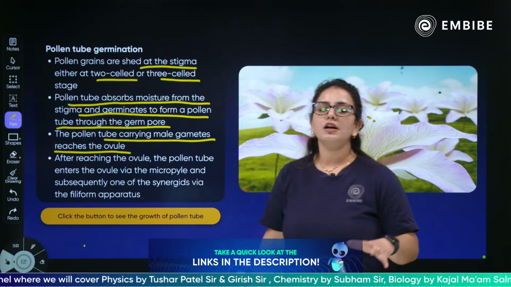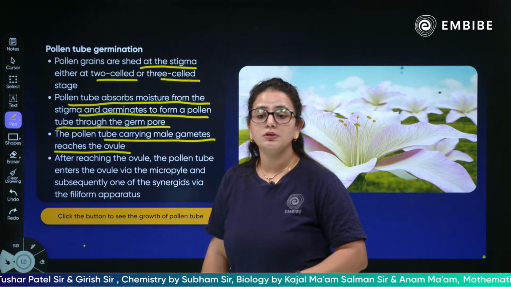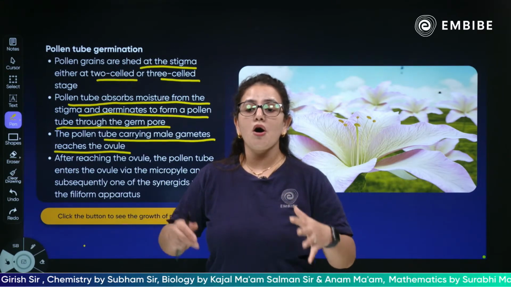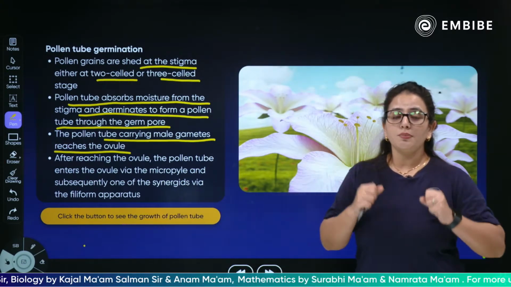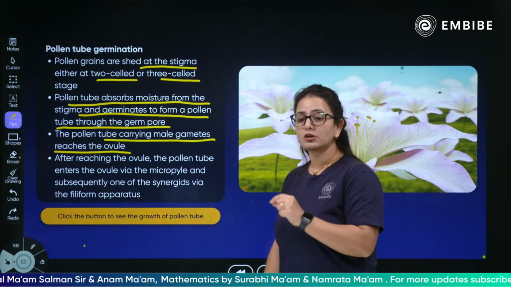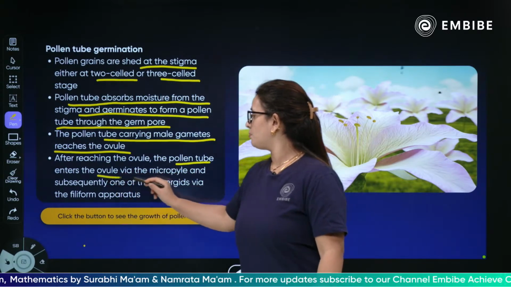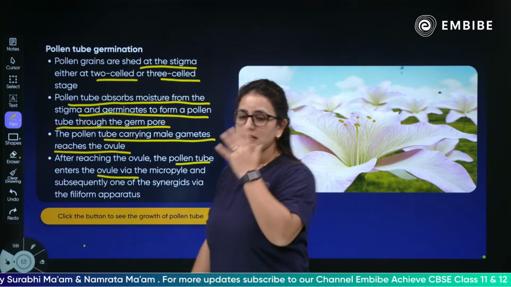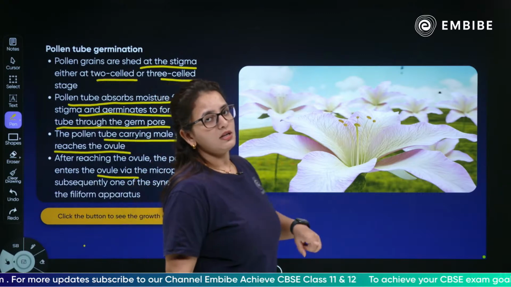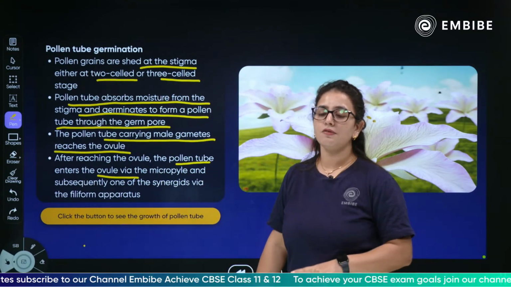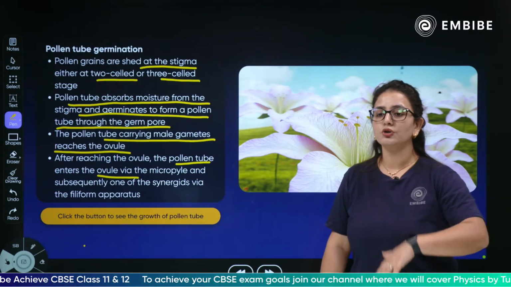After this pollen tube formation, which absorbs moisture from the stigma for germination, the pollen tube, when it reaches the ovule, will enter the ovule. If you remember when we discussed the whole structure of the ovule, there was a micropylar region, a chalazal end, synergids, and a filiform apparatus. We have discussed all of this, so I am not going to repeat it again.